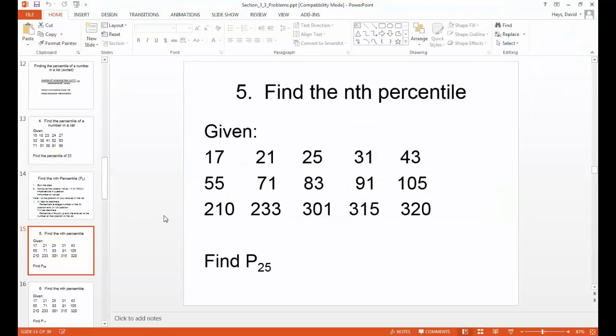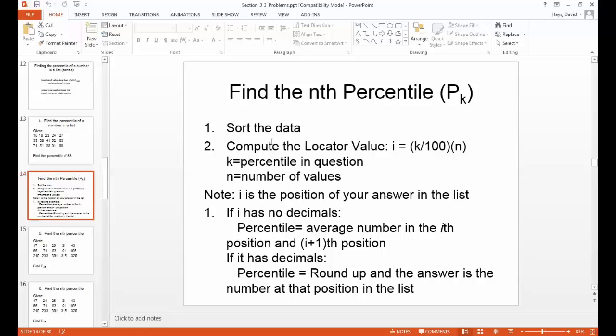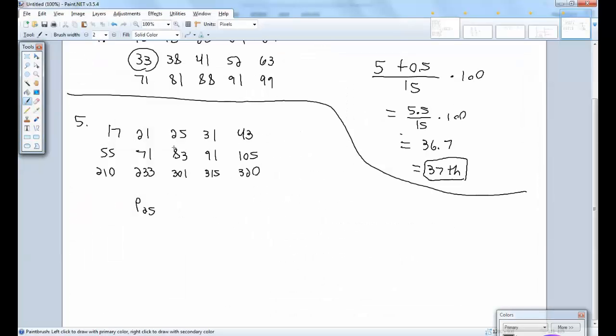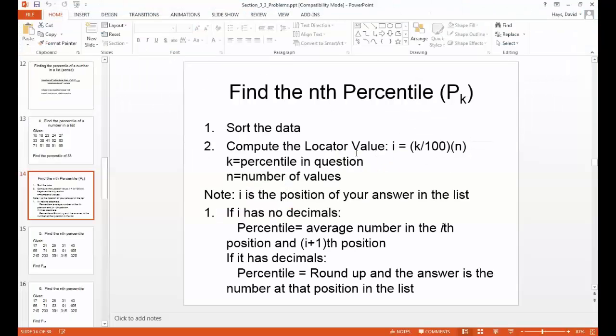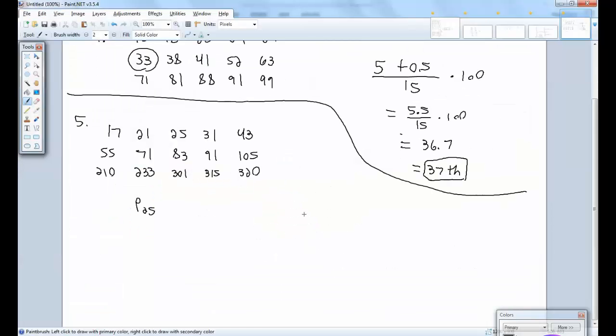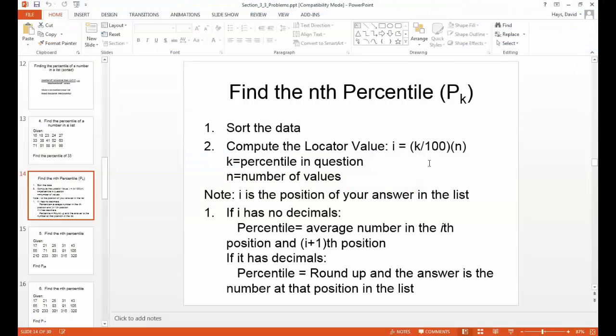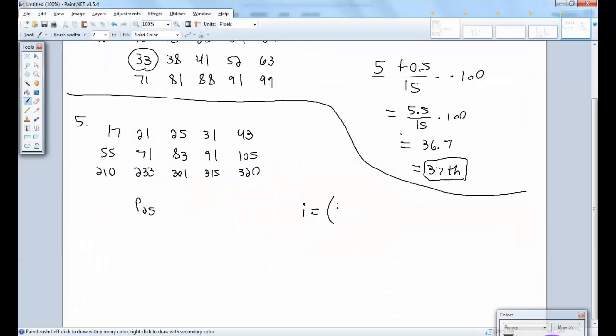So let's go to our steps. Sort the data. Well, this is already sorted from smallest number to largest number. Compute the locator value. Okay, so i is equal to k over 100 times n. These are a little bit different letters than the book uses, but I like these. k represents what percentile we're trying to find. So we're trying to find the 25th percentile, so I put 25 in for k, over 100 times how many numbers we have, n. Well, there's 15 again.